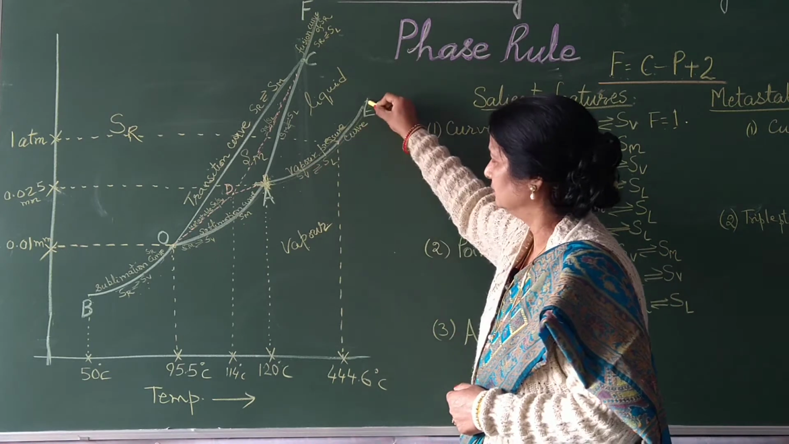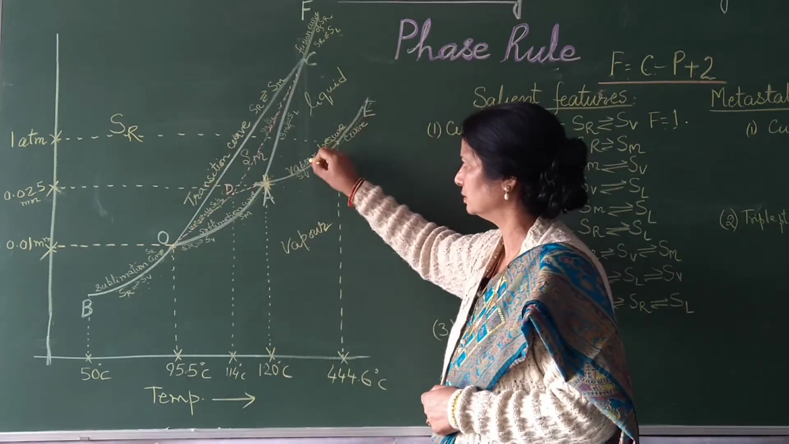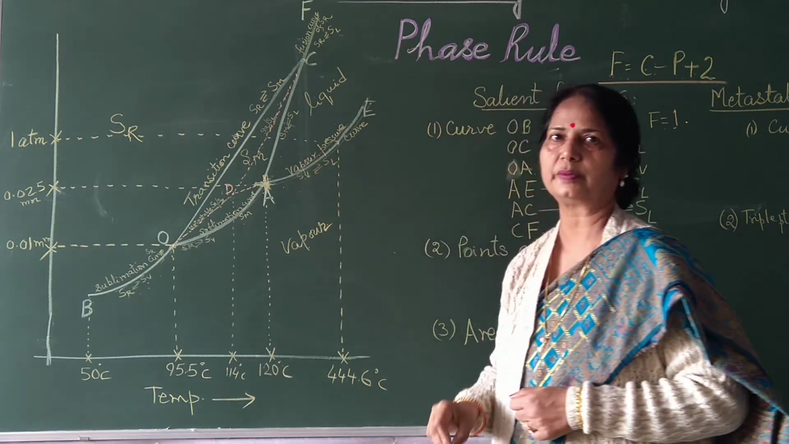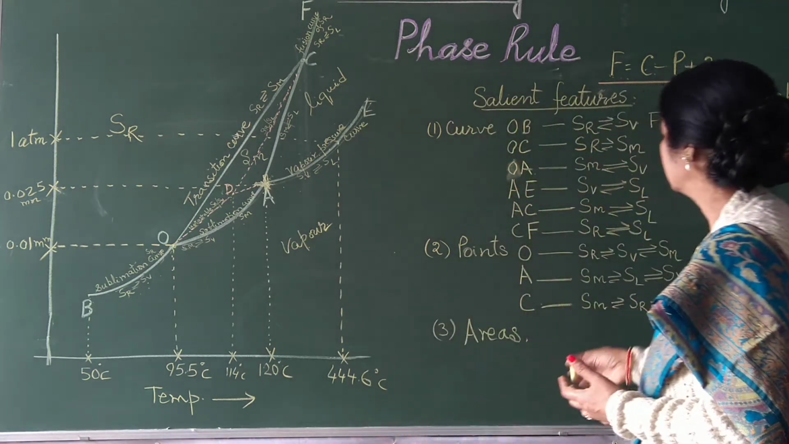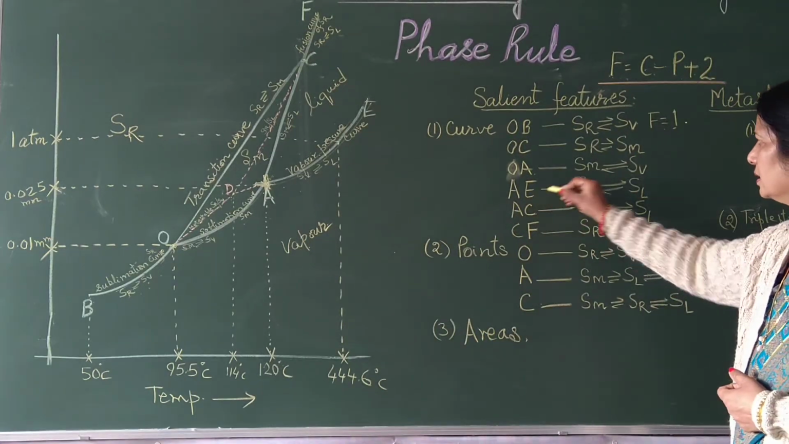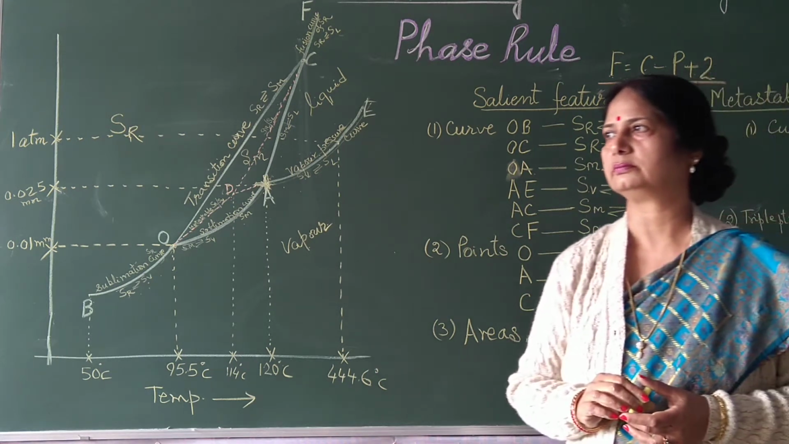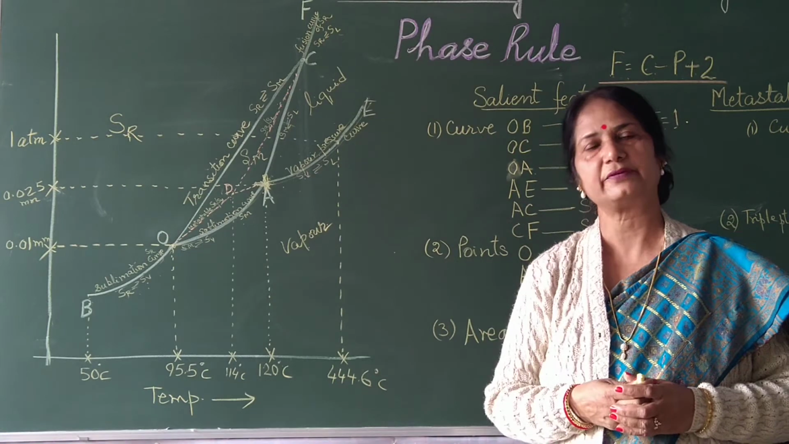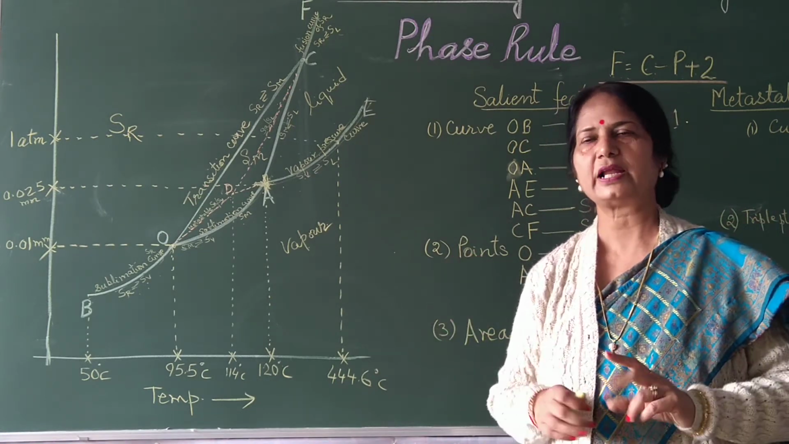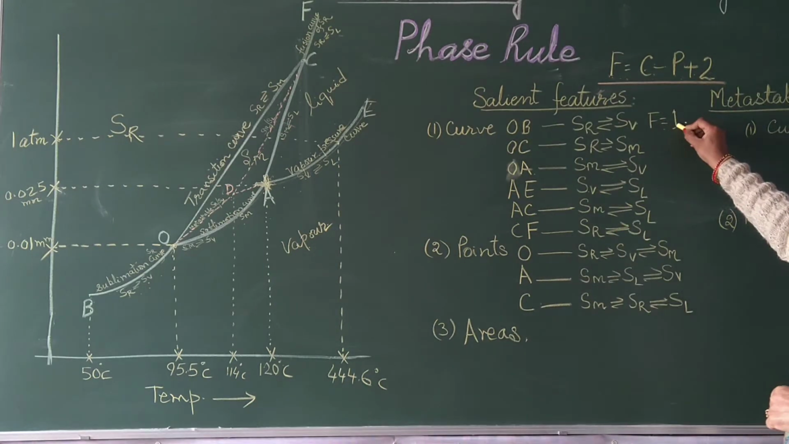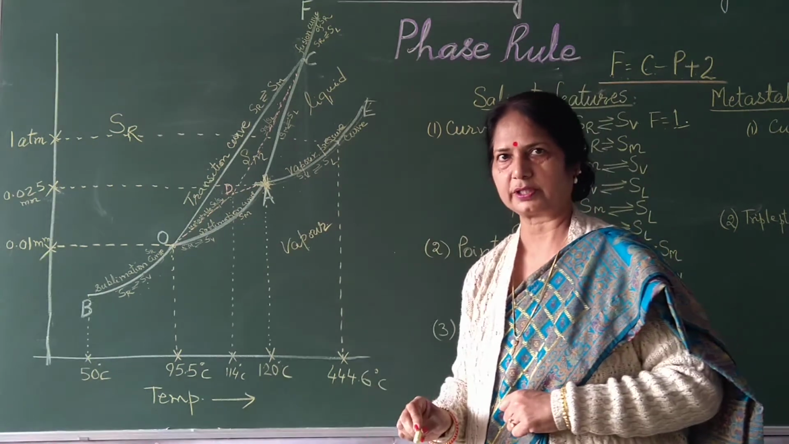So this curve AE represents the vapor pressure curve of sulfur, and the two phases in equilibrium are the liquid sulfur and the vapor sulfur. Just have a look over here. At A, the two phases are the liquid and the vapor sulfur, and as we have calculated just now, when we calculate the degree of freedom over here, since there are two phases, F will again come out to be 1. This means that if we fix one variable, the other variable will be fixed automatically.